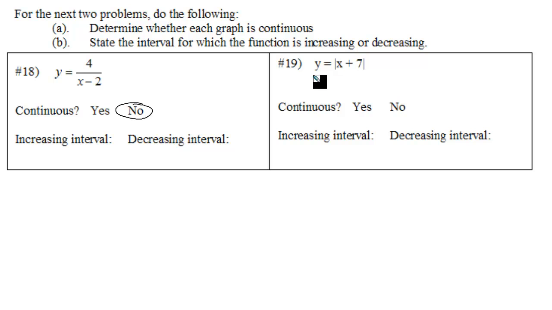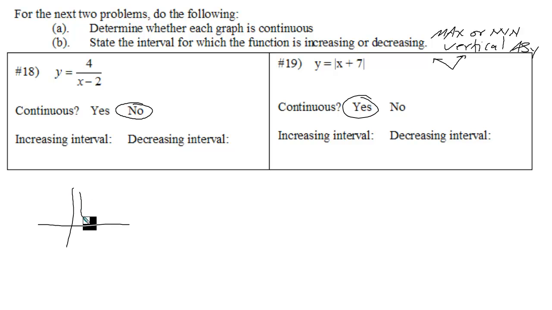19, is this continuous or discontinuous? You should know that this is the absolute value function, which looks like this. It's continuous. B, state the interval for which each function is increasing or decreasing. A function changes from increasing to decreasing in a couple different places. One, if there's a maximum or minimum. Two, if there are vertical asymptotes. I'm sure that there are other places as well, but for us, it's basically going to come from one of those two things. So number 18, once again, the parent for this looks like this.